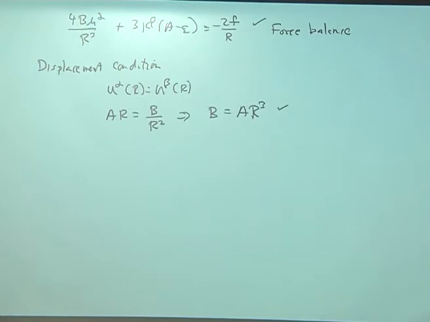And the results are that A is going to be equal to 3 epsilon F over R divided by alpha. And that B is therefore just A times R cubed. Okay? Questions?